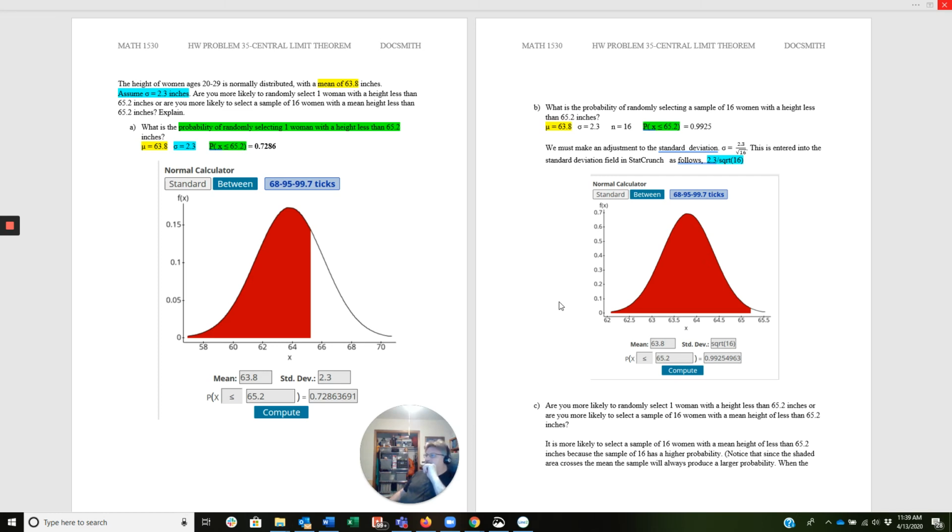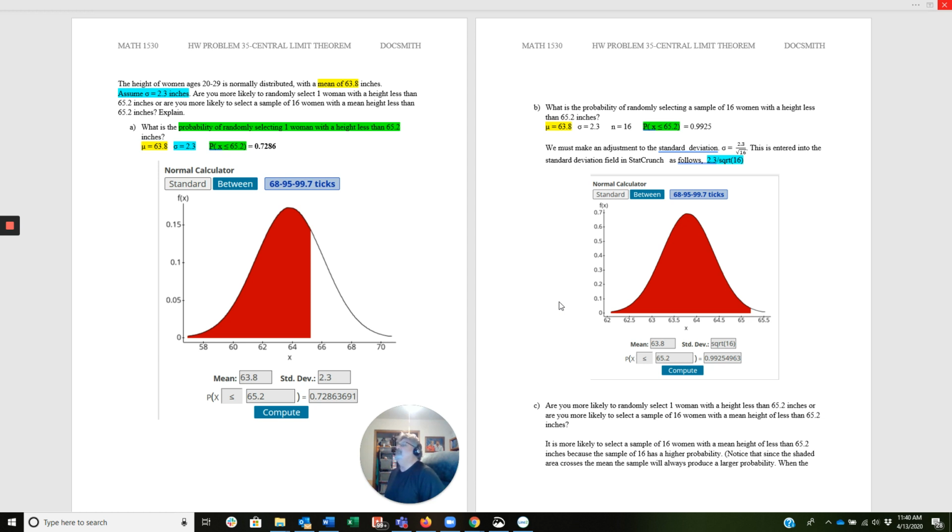So from the MyStatLab homework, it appears problem 35 has been giving a lot of people trouble. It's the central limit theorem problem. And I sent emails to several people last night, said I would upload a video that walks us through this problem. So what it's asking us to do is compare the probability of selecting one person with a height of less than 65.2 inches, or what if we were to select repeated samples of 16 women and how they would compare at less than 65.2 inches.